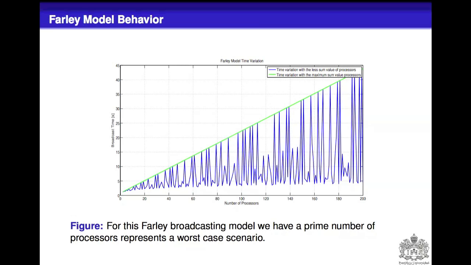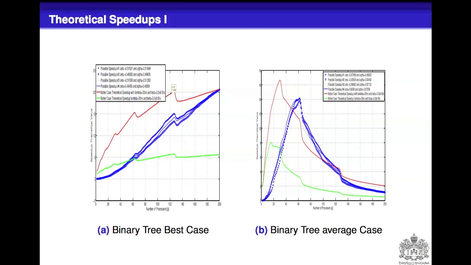As you can see, it is a 2D plot that describes the time variation in terms of the number of processors. As you can see, the critical number in this analysis is the prime numbers. If we have the prime numbers, we can have the worst threshold in terms of execution, or in this case, the communication time in the Farey model. If you have more factors, you could have a lower threshold in the entire broadcasting time description of the model.